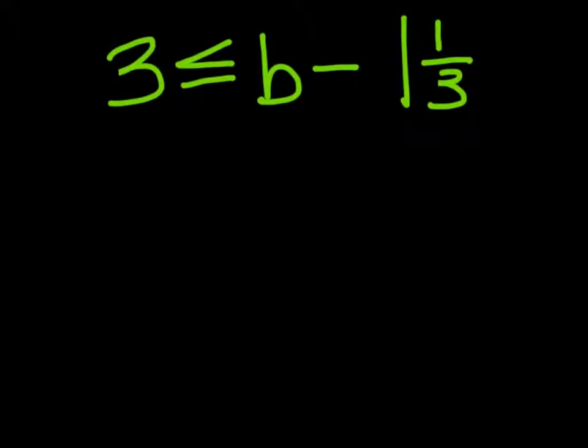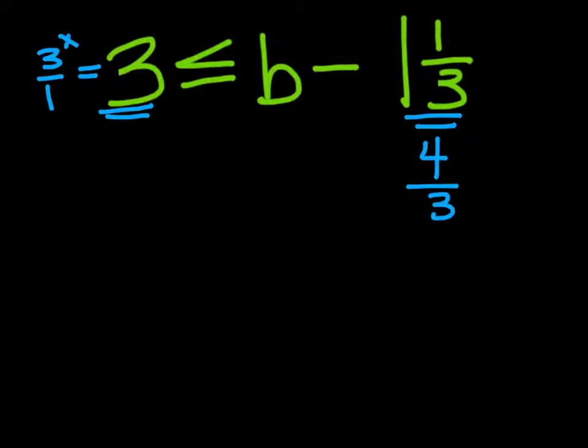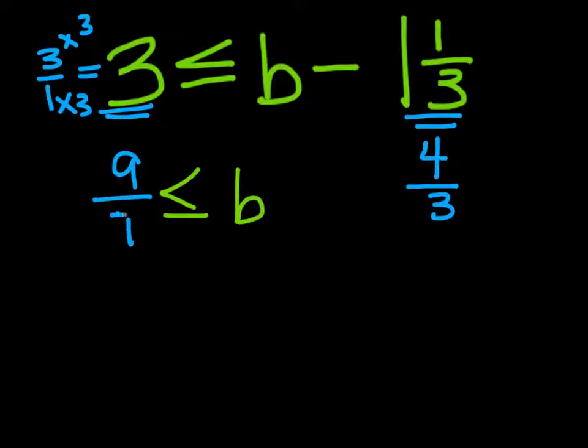So our first one is 3 is less than or equal to b minus 1 1/3. This is a tricky one. We have a fraction in there, so I'm going to turn this fraction right now into an improper fraction. So we have 4/3. And I'm also going to write this 3 as something based on thirds. I know this is really 3 over 1, and if I multiply the top by 3 and the bottom by 3, keeping the proportionality, I'd end up with 9 over 3. So I can rewrite this inequality as 9 over 3 is less than or equal to b minus 4/3.